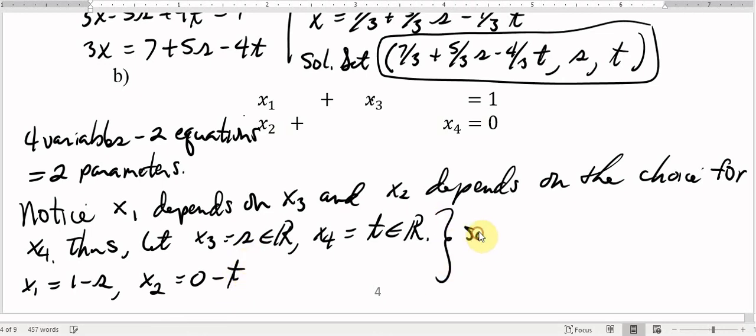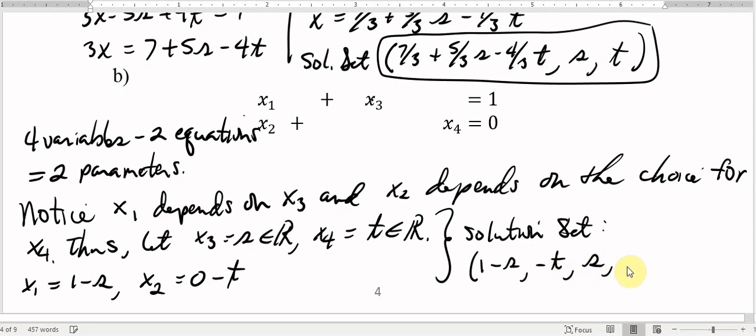So for our solution set, we have x sub 1, which would be 1 minus s, x sub 2 is minus t, x sub 3 is s, x sub 4 is t. So this forms our infinite solution set.